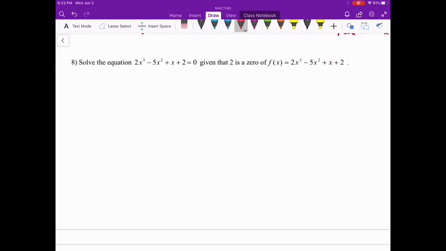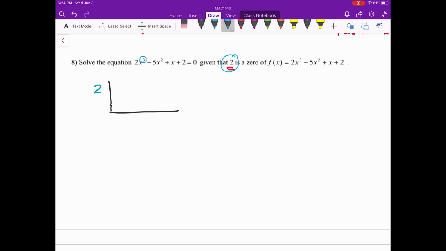Solve the equation given that 2 is a zero of this polynomial. One thing you must know is that if a polynomial is degree 3, we must have at most 3 solutions. One of the solutions is given, so I have to find the other 2. I'm going to do synthetic division with this given solution.